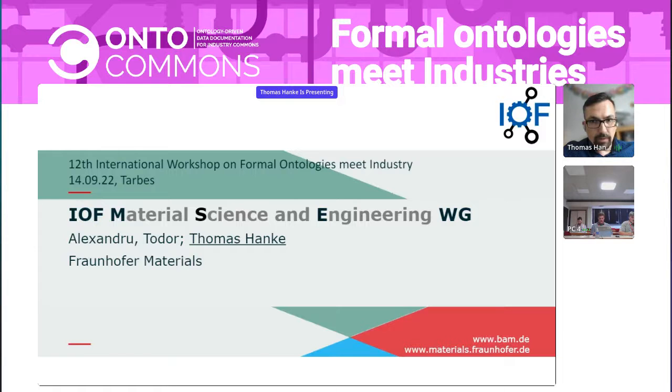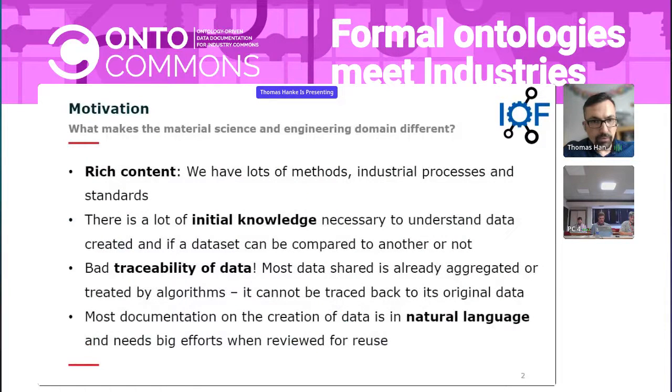So I would like to summarize, first of all, why we actually do this. In material science, we have rich context. You might also all know this. We have a lot of methods. We have industrial processes and standards all over the place, which are necessary to provide comparability of data, quality, and so on. But there's also a lot of initial knowledge necessary to understand actually the data we have. And this is common in our domain, and nobody's actually talking about this very much.